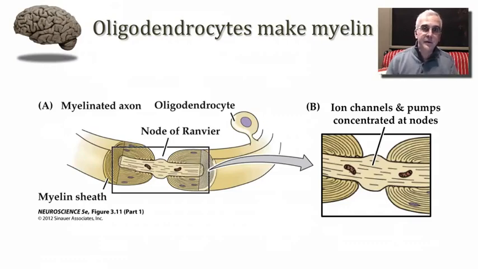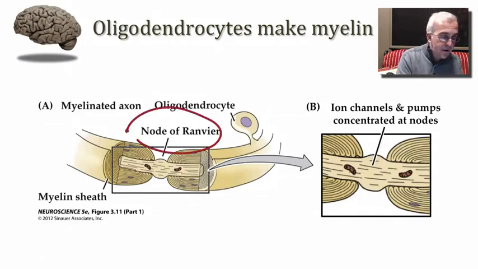The length of that segment is typically about 1 millimeter, sometimes more, sometimes less, but typically 1 millimeter. And at the junction of a myelin sheath that's formed by one cell and a different cell is a gap. And that gap is known as a node of Ranvier. And at this gap, we have a concentration of ion channels.